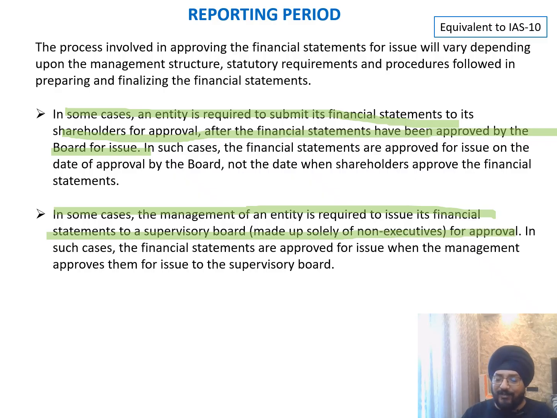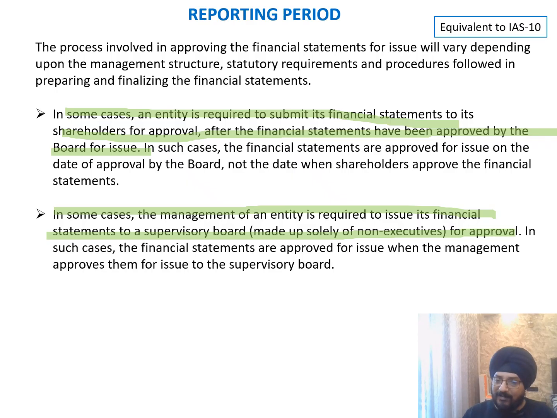So which means in both the cases, once it has been approved by the board of directors, it has to be submitted for the approval of the shareholders in the first case, and in the second case it has to be approved by a separate body, like a supervisory committee, for approving the financials. But in both cases, what has been said is that once it has been approved by the board of directors, it is assumed that it has been issued as financial statements which are approved.